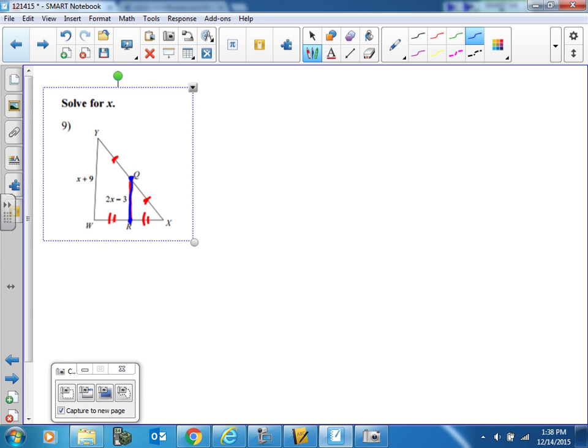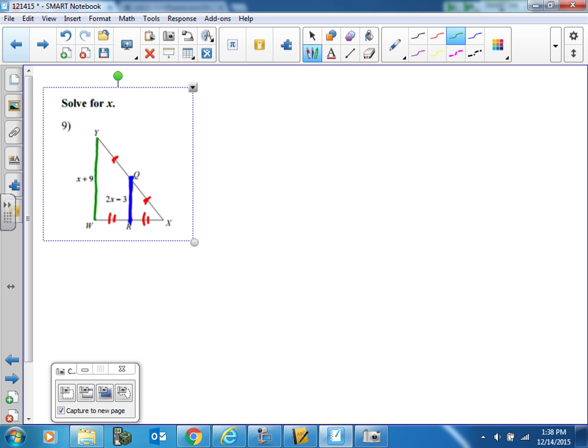Now remember your properties that you know. The mid-segment is parallel to the third side. But more importantly, for what you're being asked to do, the mid-segment, which is this, is half the length of the third side, which I'm going to put in green here.